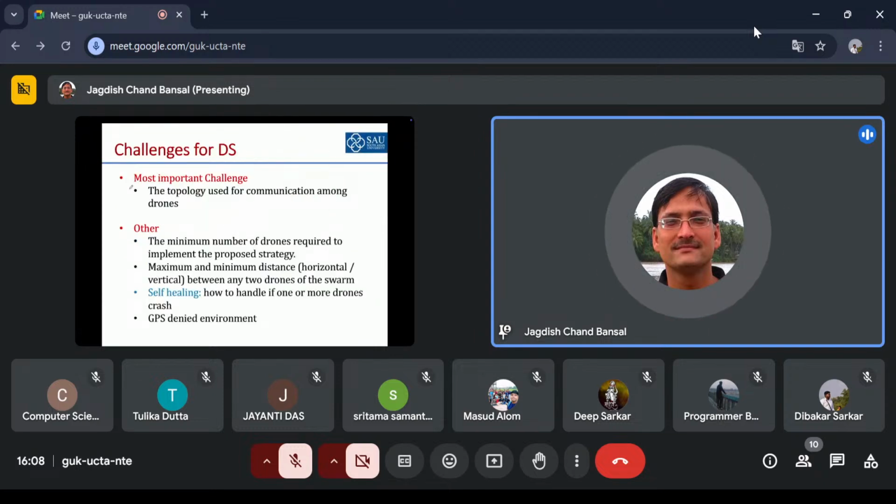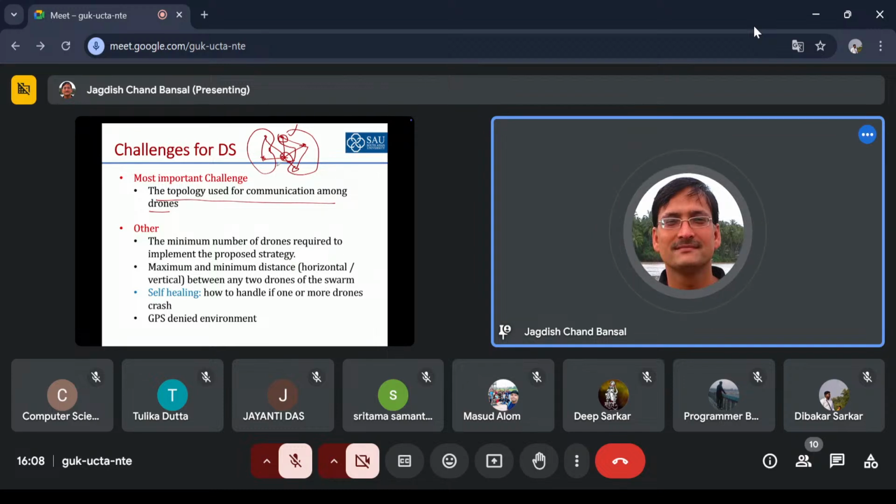Okay. What are the most important challenges in the drone swarm? The very first, which I already discussed, is the topology of communication among drones. What happens if there is a local or ring topology, like these three are connected, these three are connected? Just imagine if this particular drone is gone, then only this will go. But if this drone is gone, then these three will lose the connection with these two. So the swarm will not remain as it is.